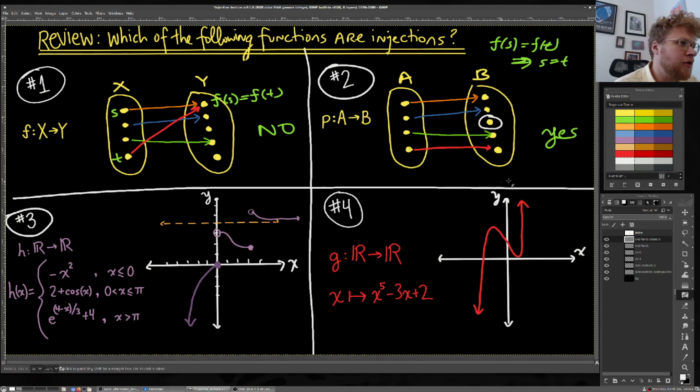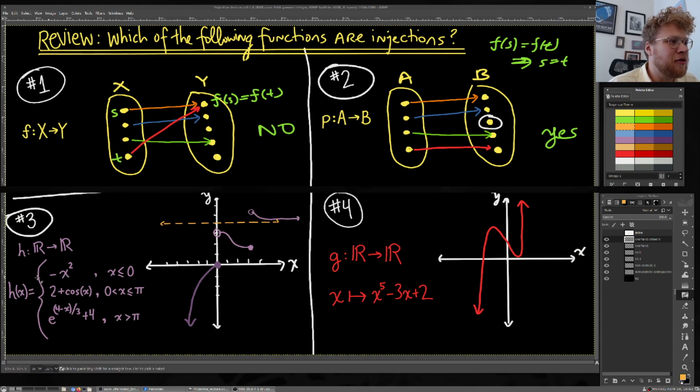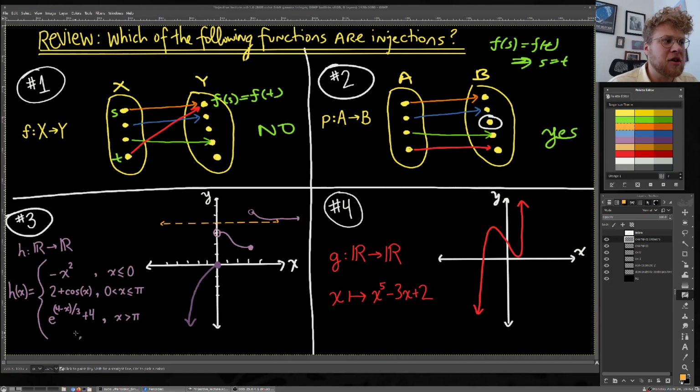So, okay, moving on to number 3. I purposely gave you a really complicated piecewise function. To prove this formally would probably be, it's actually not very hard in principle, but we're going to have to rely on some results from analysis, or at least understanding how functions like cosine and exponential functions work. But I kind of made this.